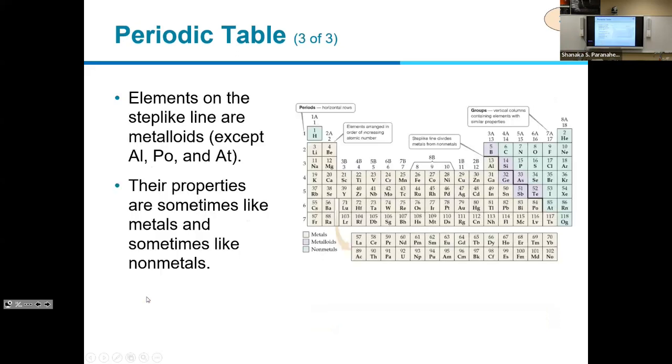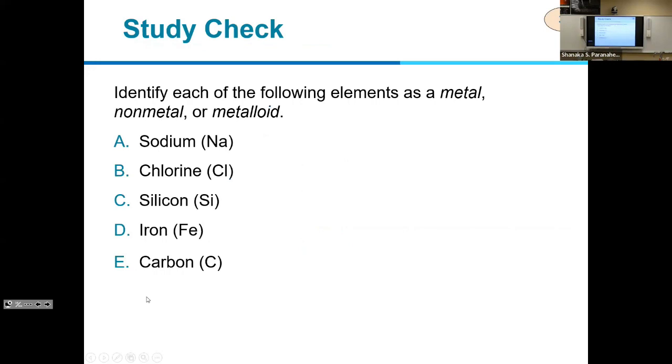Okay, so elements on the step-like line are called metalloids. So except aluminum, polonium, and astatine. Most of the time we have two elements in a period, but this one has just boron. And there are 7 elements in purple color. Those are the metalloids. Their properties are sometimes like metals and sometimes like non-metals.